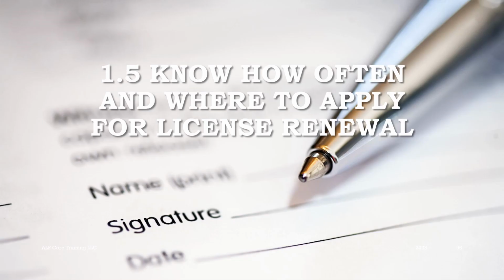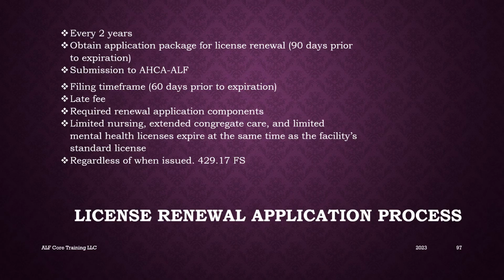Know how often and where to apply for license renewal. The license renewal application process is every 2 years. Obtain the application package for license renewal 90 days prior to expiration. Submit to AHCA in the ALF department. The filing time frame is 60 days prior to expiration, or you may see a late fee.